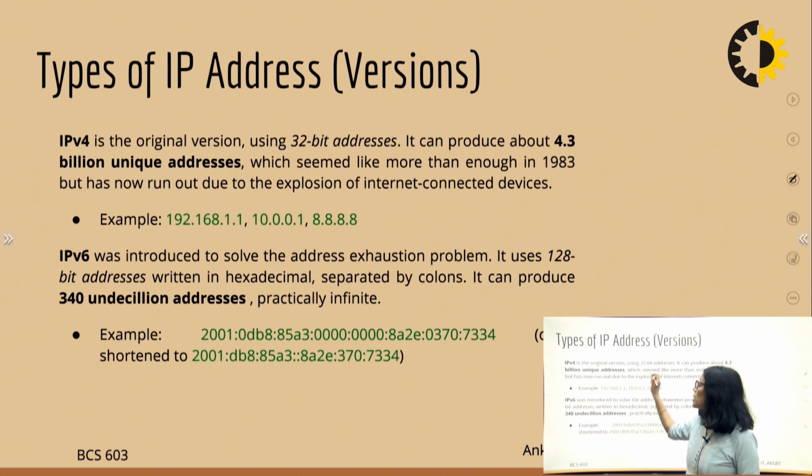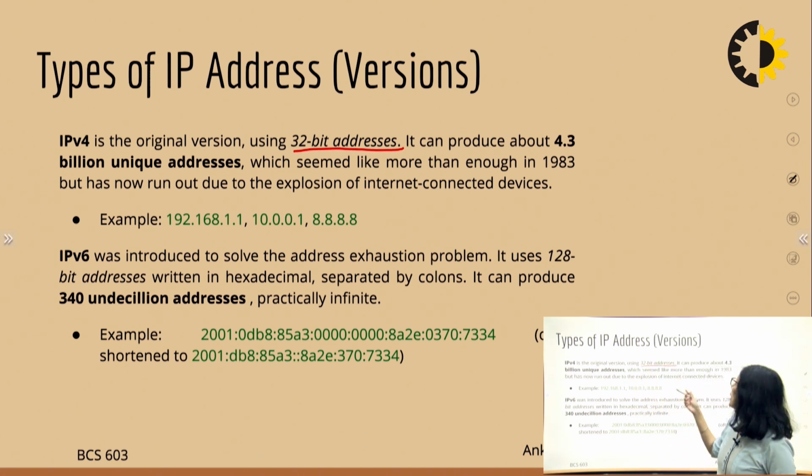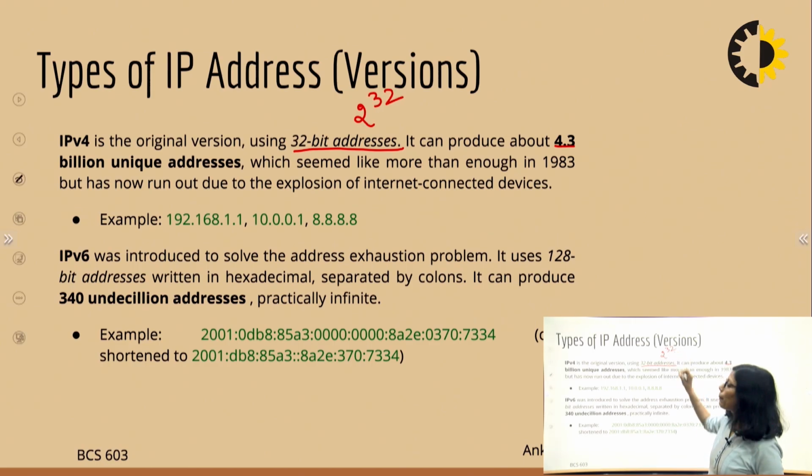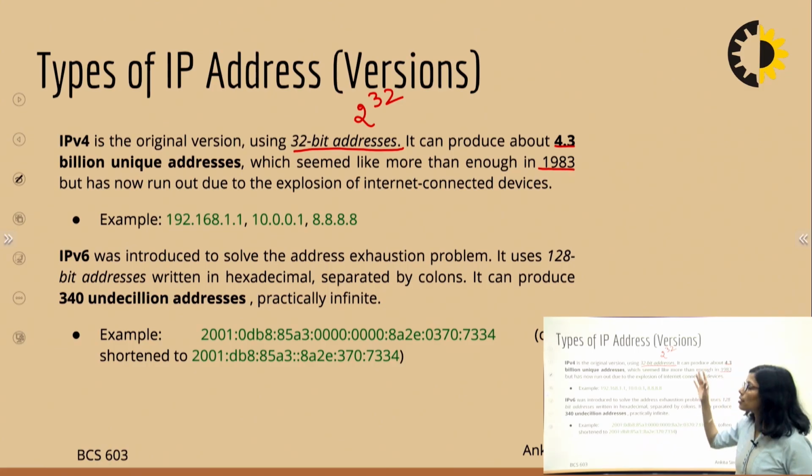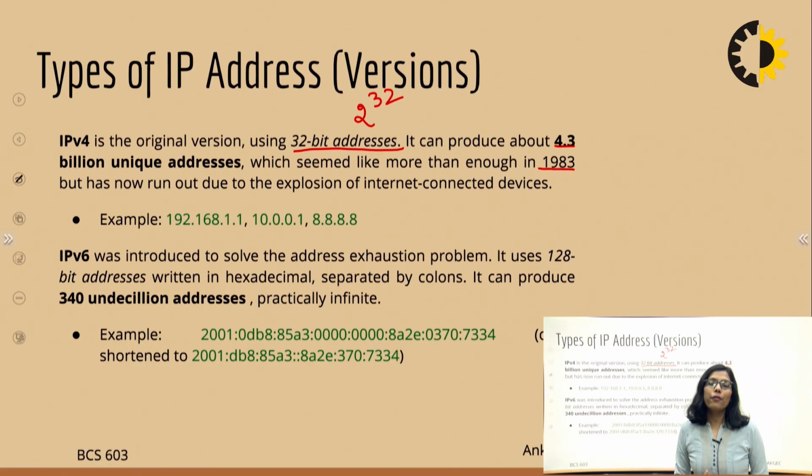Now, IPv4 is a 32-bit address, so it consists of about 4.3 billion unique addresses. If we have 32 bits, the total number of addresses possible in IPv4 is 2 raised to power 32. It means there are 4.3 billion unique addresses. When it was conceived in 1983, it was supposed that this is enough. But now, when every system is connected to the network, we need more IP addresses.